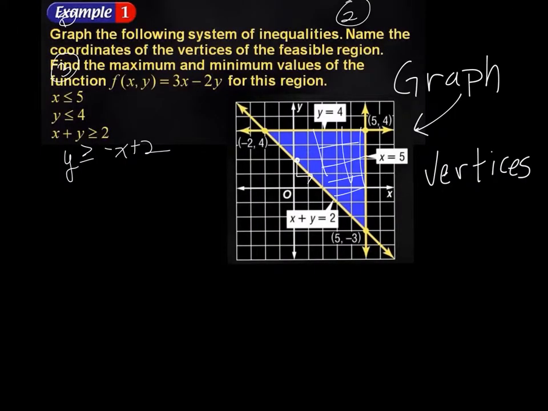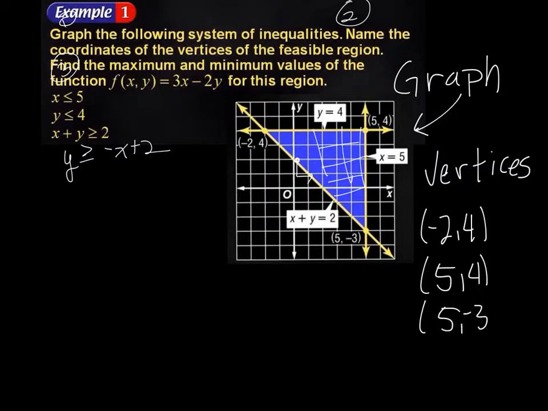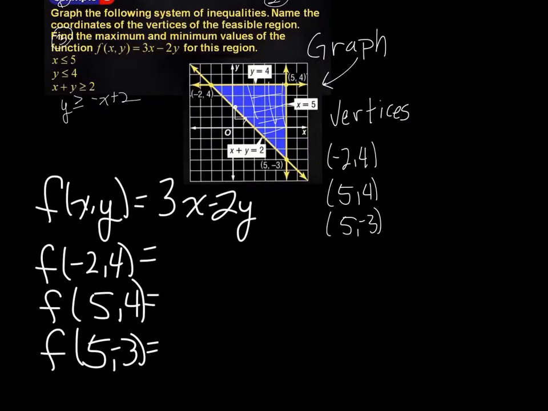The vertices are where our lines cross. So we've got vertices at (-2, 4), (5, 4), and (5, -3). The last thing they asked us to do was to find the maximum and minimum values of the function. So we're going to put our ordered pairs into this weird looking function, f of x y. They're giving us a rule for both x and y.